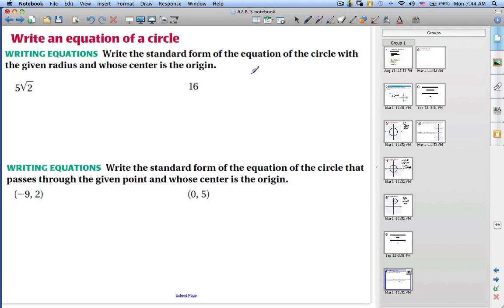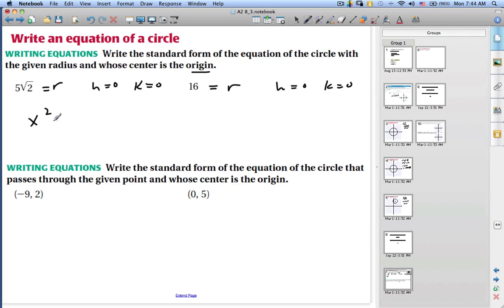So when they supply me with information to write the equation, they're telling me I have this as a radius. This is a different circle, I have another radius. Write the standard form of the equation of the circle with the given radius whose center is the origin. So in each case, h is 0 and k is 0. And this is very simple.